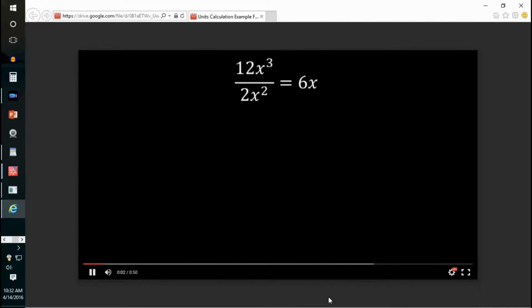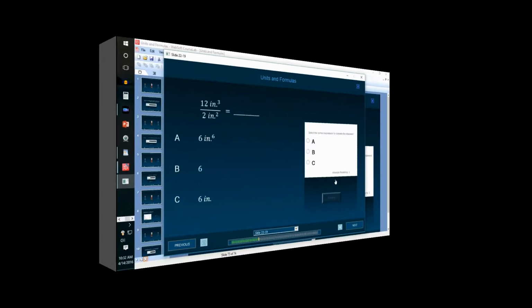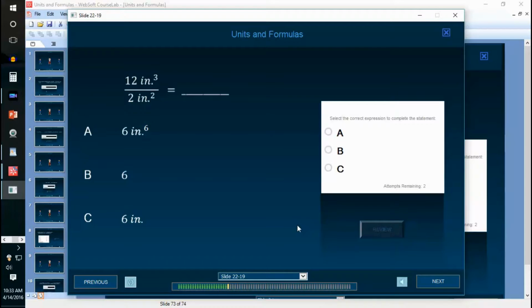Another example. Using our rules, remember, we can say that 12x to the third divided by 2x squared is 6x. We divide the numbers and we subtract our exponents here. Just as we can say that, we can say that 12 cubic inches, or 12 inches to the third power, divided by 2 inches to the second power, or 2 square inches, is equal to 6 inches. 12 inches to the third over 2 inches squared is equal to which of the following? Good. Your answer is C, 6 inches.